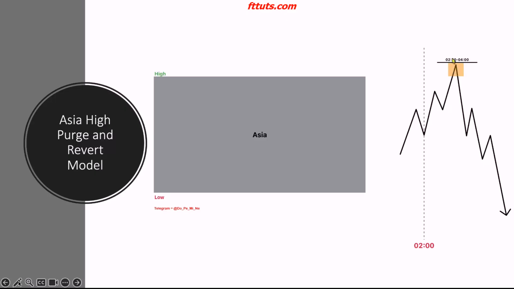From there on, I want to see displacement to the downside occur and I want to see sell side delivery occur. What would be the first drawn liquidity? The first drawn liquidity would be the Asia low and secondly, that higher time frame objective that price is likely to draw towards.